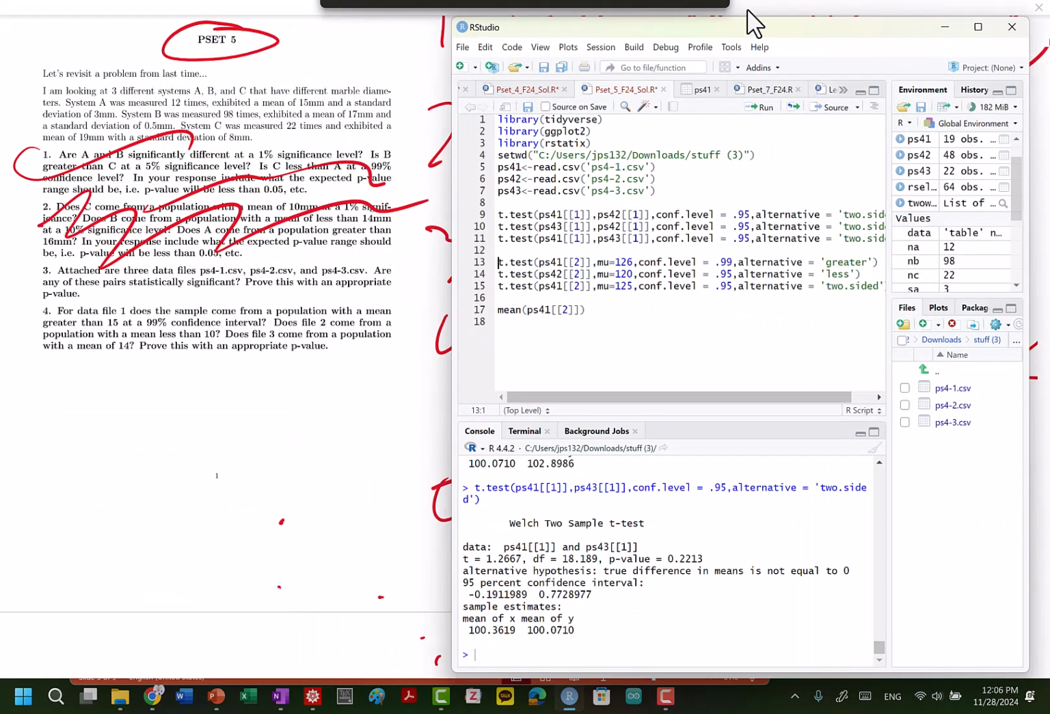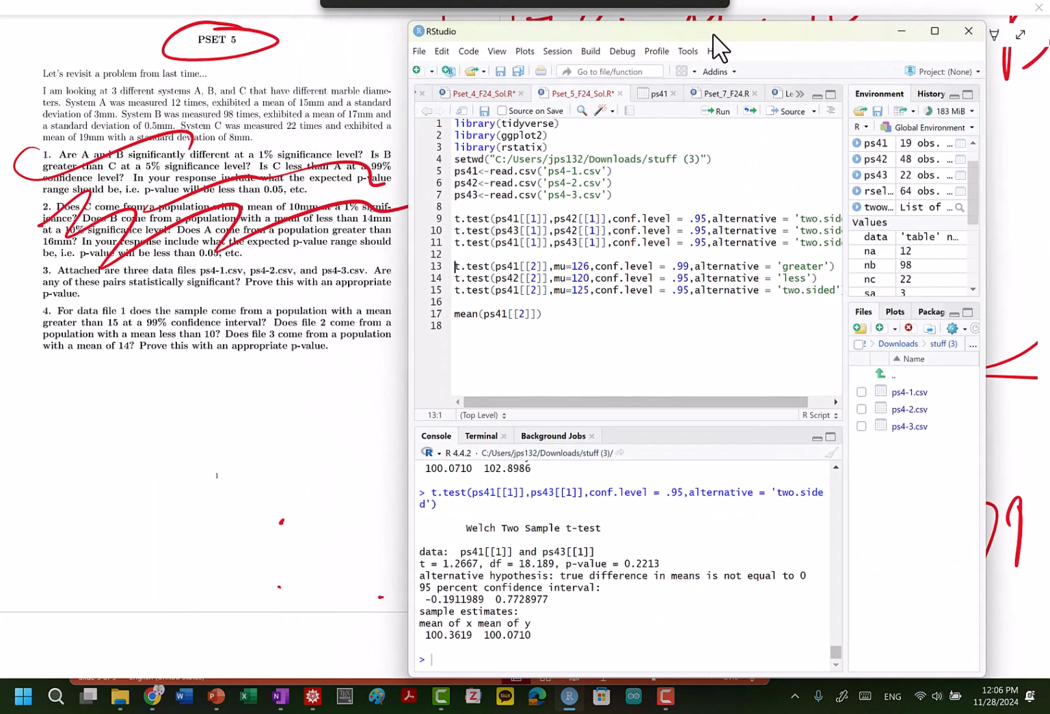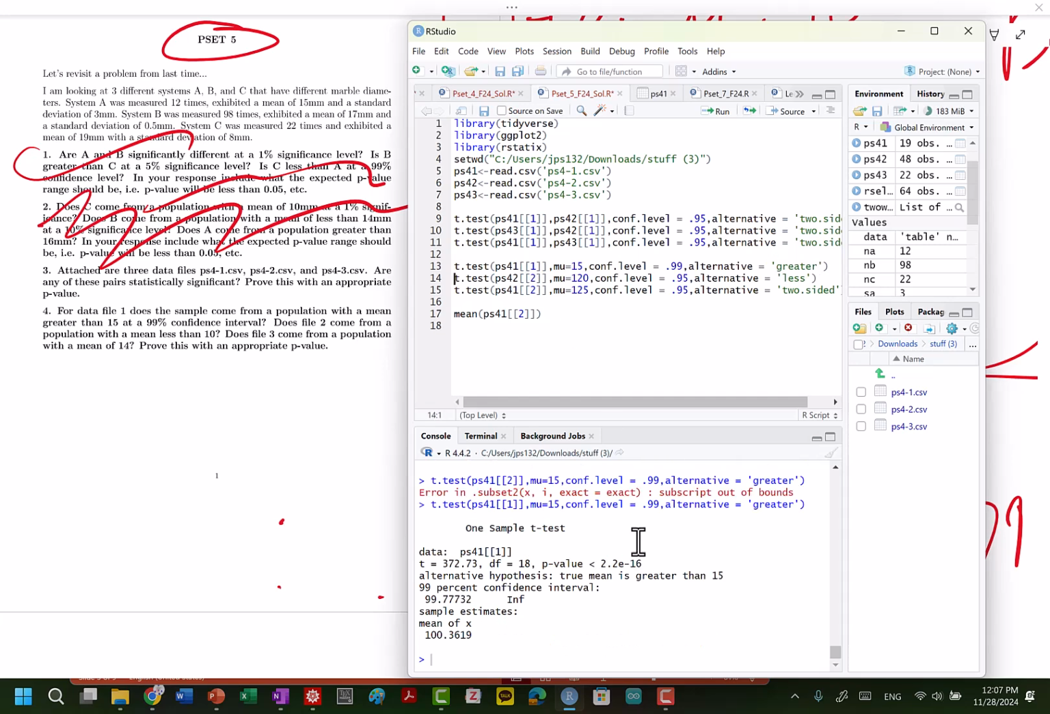Now it's asking us, for data file 1, does the sample come from a population with a mean greater than 15? So data set 1, does it come from a population greater than 15 at a 99% confidence? Let's see. It doesn't like it because I need to set that to 1. The p-value is much, much less than alpha, so we're good to go, because 0.01 is our alpha.